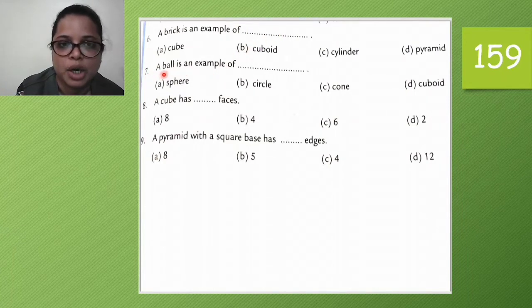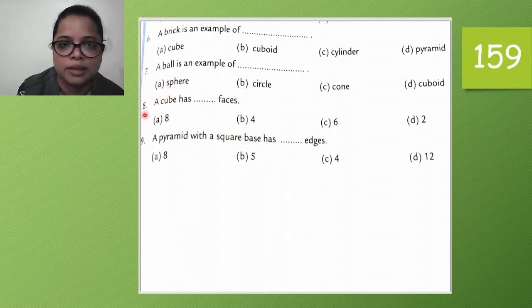Number 7. A ball is an example of dash. A sphere, B circle, C cone, D cuboid. Yes, your answer is correct. It's A sphere. So tick mark A and write down the answer here in the blank.